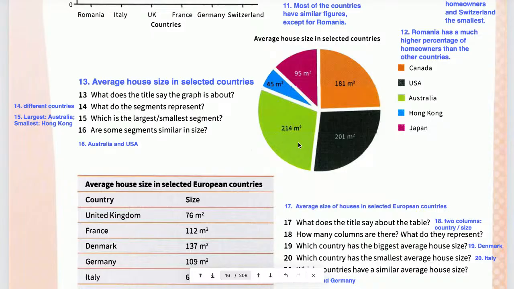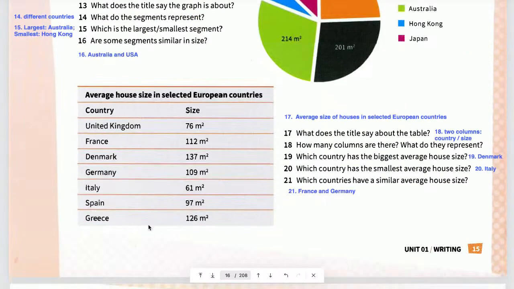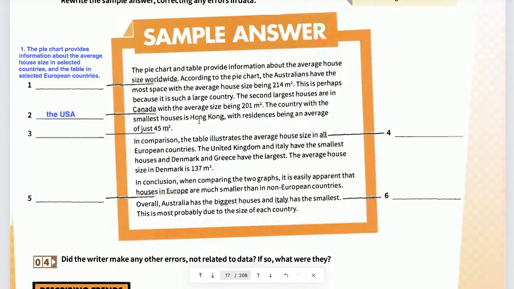Australia. Yes, Australia. So the second largest one, that is the USA. Don't just say USA, okay? The USA. So the answer for number 2, you just replace the word Canada with the USA, then it's fine.